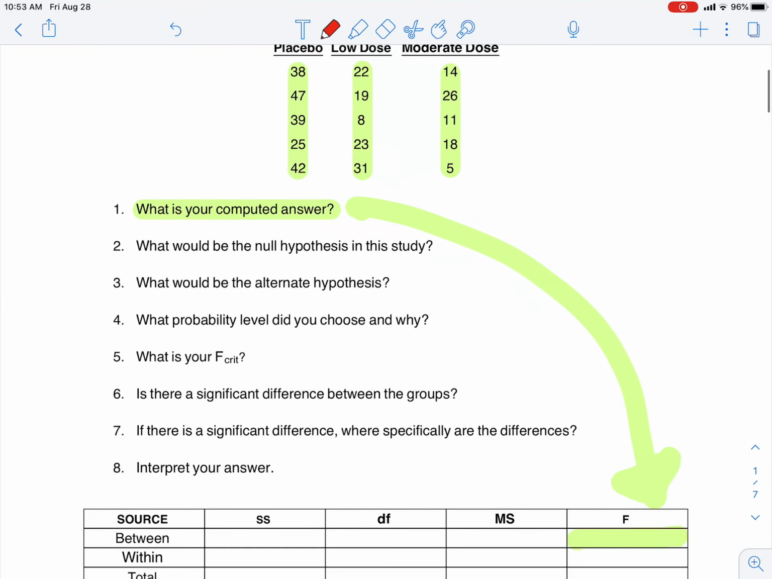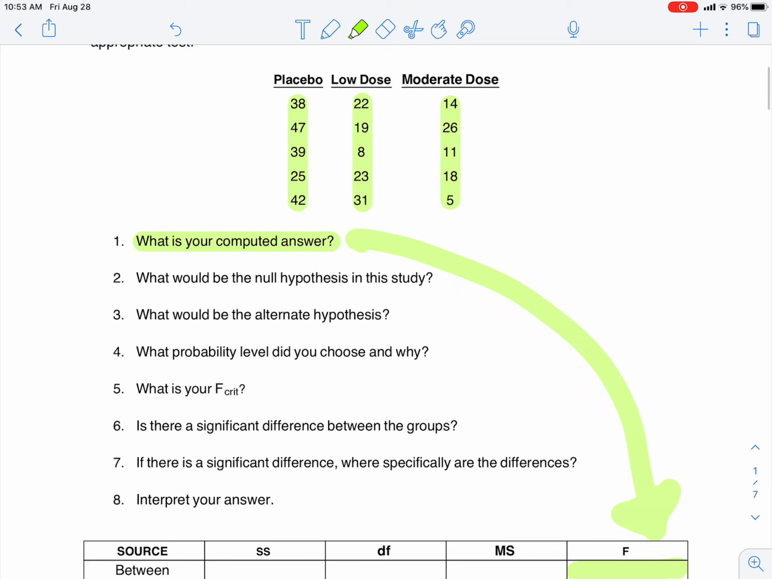Okay, the second thing I want you to do is specify the null hypothesis in this study. What is the null hypothesis? Well, maybe even better to start with, what's the alternate hypothesis or the experimental hypothesis? Here we have three different groups that are getting different kinds of treatments. The alternate hypothesis is that these groups will differ in their depression level. So what's the null hypothesis? It's the party pooper of the group. They won't differ.